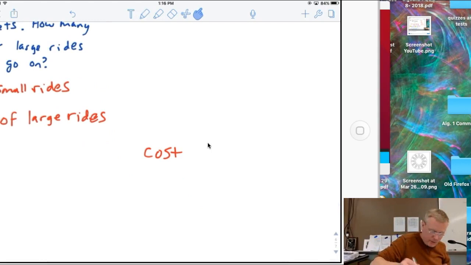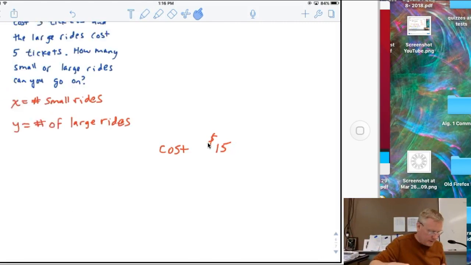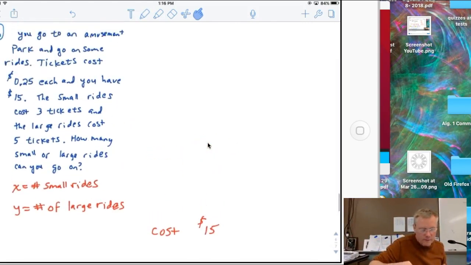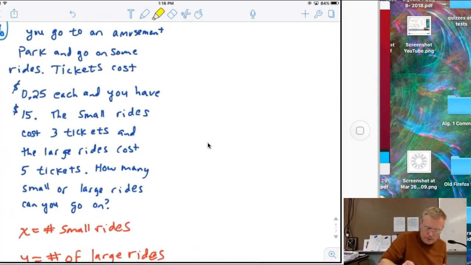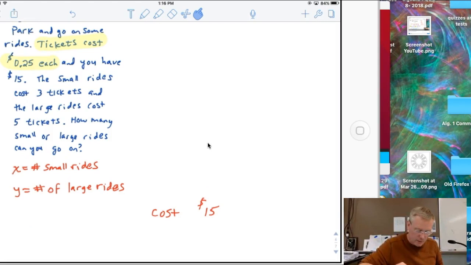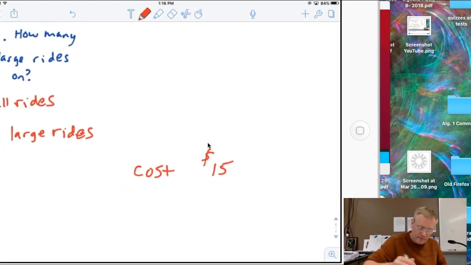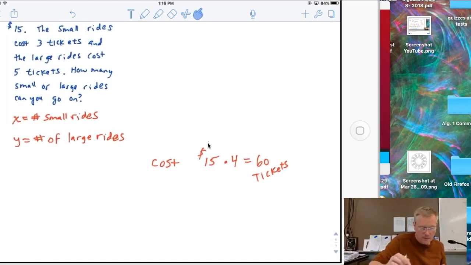If I have $15, and let's see, it said, how many tickets can I get for $1? Did it say in here? Let's review that for a minute. Oh yeah, there it is. It says tickets cost 25 cents each, which means if I have $1, I could get 4 tickets, right? So if I have $15 and I multiply that times 4, that'll tell me how many altogether I can have, which is 60 tickets. All right, hopefully we're okay with that.